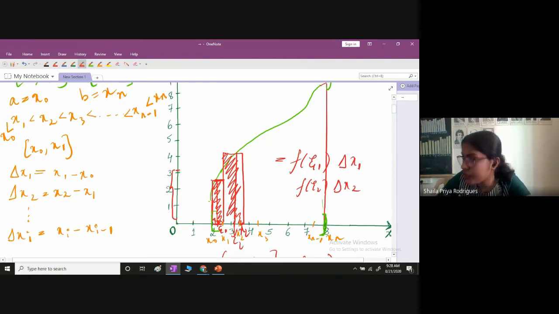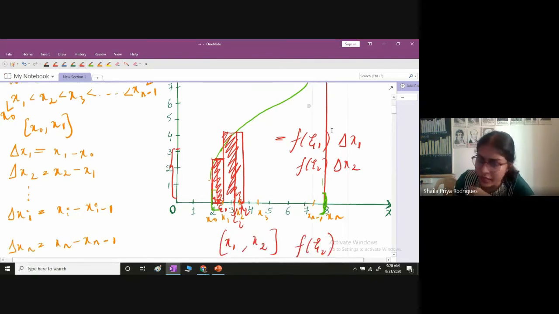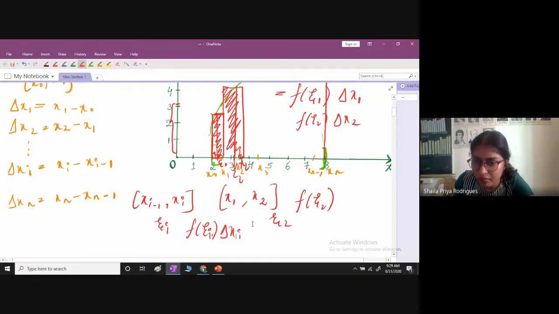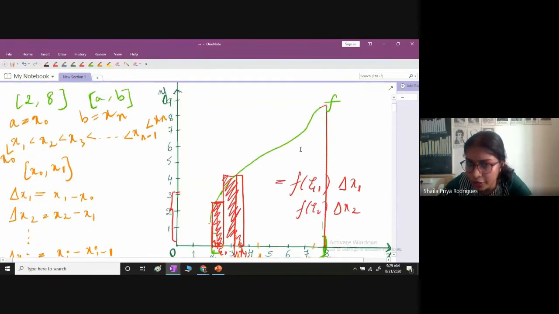Then you choose a random point in every such subinterval. Say the ith subinterval is [x(i-1), xi]. A random point in this subinterval, you call it xi_i. So the area of the ith rectangle is going to be f of xi_i times delta xi. Right, this is going to be the area. So in that manner, you try drawing all such rectangles.